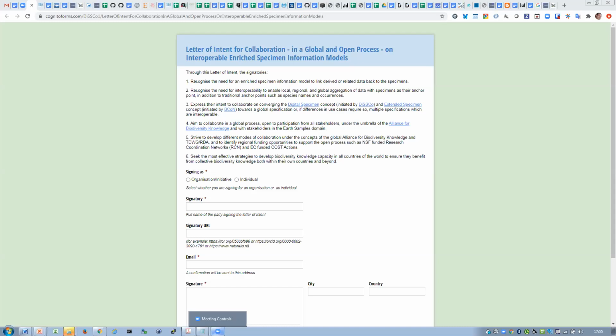So everybody who agrees with this, both organizations and individuals, could sign this, and we intend to use this in future communications to show the world that we are discussing to work together on this and to align our efforts.